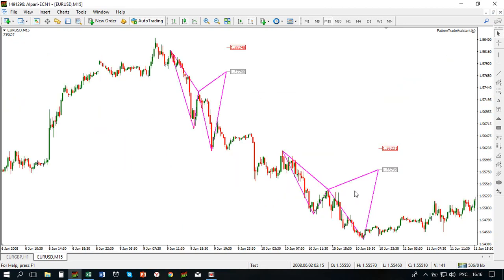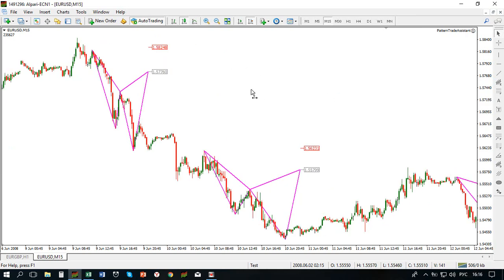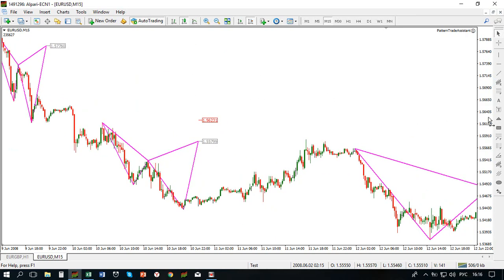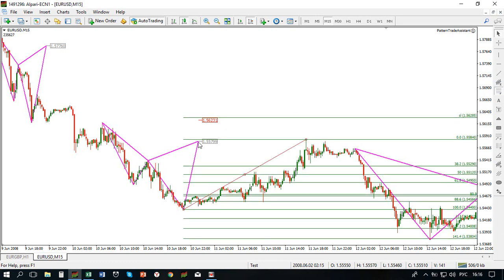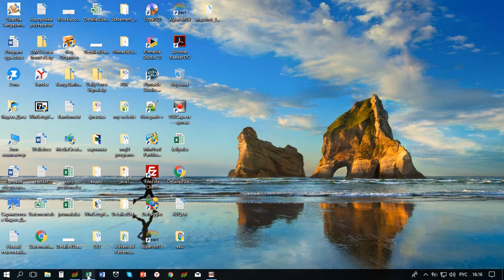Next, this higher cipher didn't complete, and this lower one is a potential winner. Yes, exceeding the entry, and then it went to target 1, target 2, obvious winner.